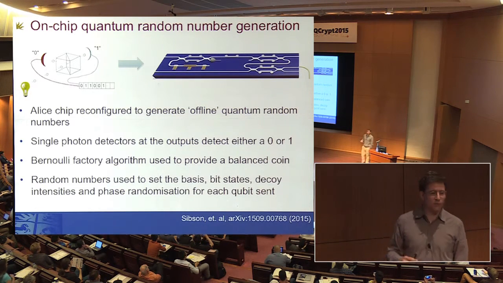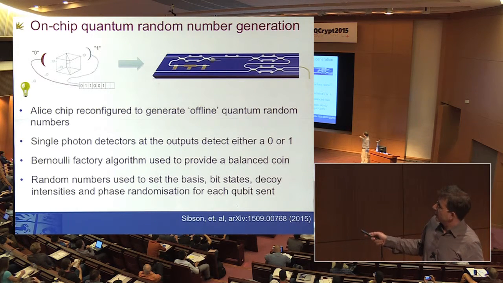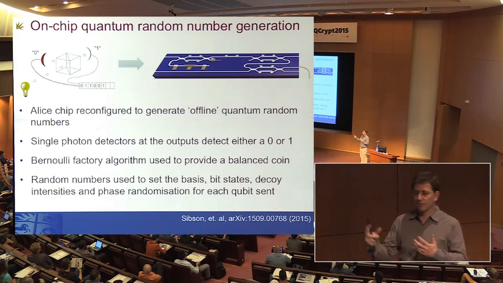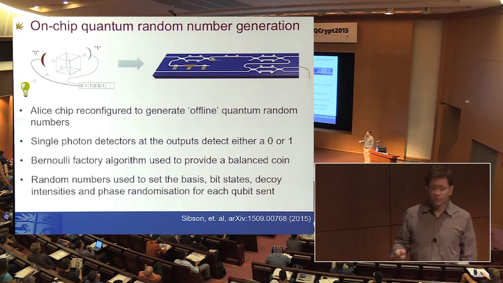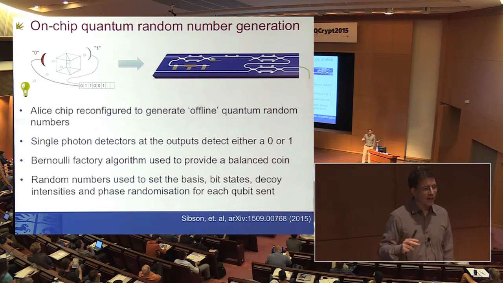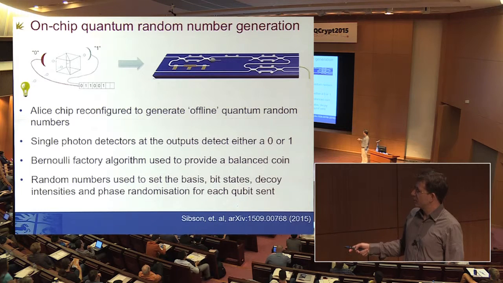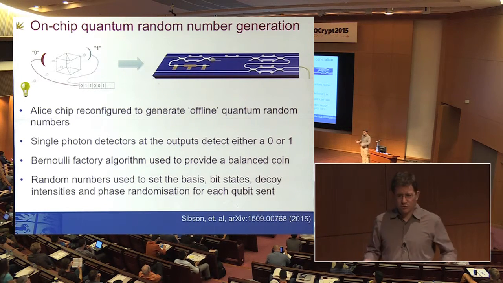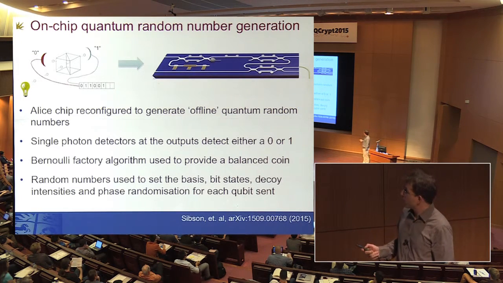We also clearly require quantum random numbers to run the QKD protocol. And so to get quantum random numbers, what we do is we reconfigure our Alice chip with the laser into this sort of configuration, the very standard source plus beam splitter plus detectors. And we use the Alice chip to generate the quantum random numbers. We then use a Bernoulli factoring algorithm to give us a balanced coin, and we use those random numbers then to control the basis states, the bit states, the decoy intensities, the phase randomization for all of the different QKD protocols. And in future generations, we'll integrate both of those together on the same chip.